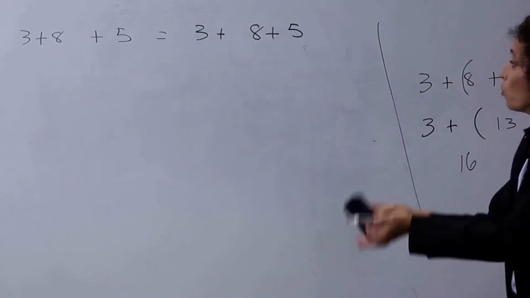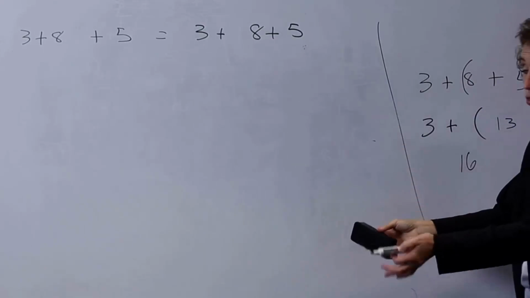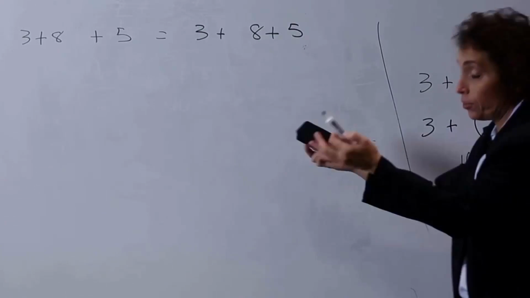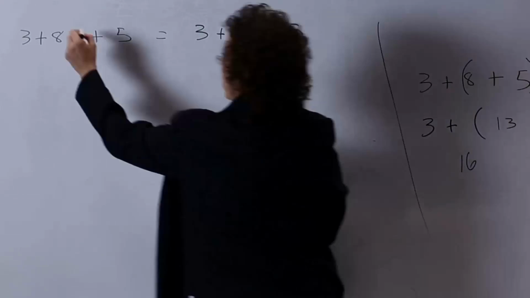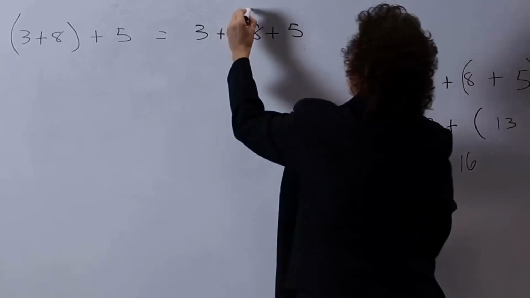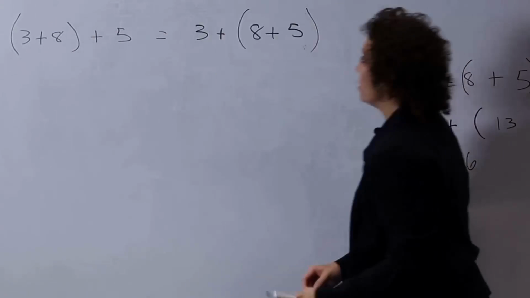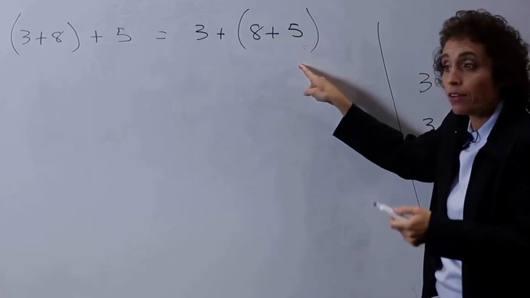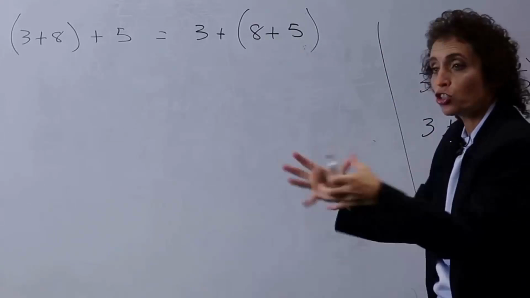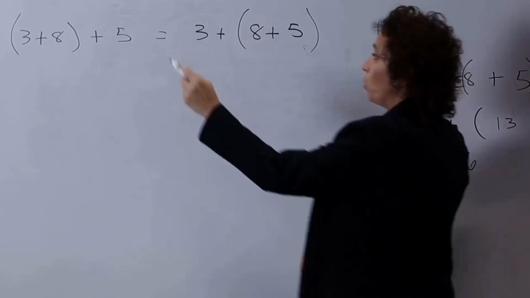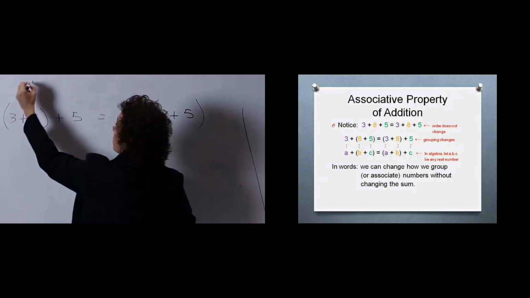So they're in the same order, which means this is not the commutative property, because if it was the commutative property, the order would have changed. Okay? But what changed is my grouping. Here, the 3 was hanging with the 8, but now here the 8's hanging with the 5. So who you're hanging with or who you're associating with is changing. That's why we call this the associative property.